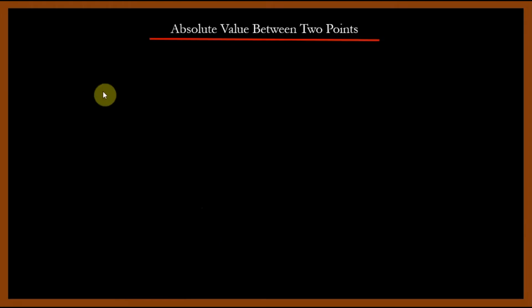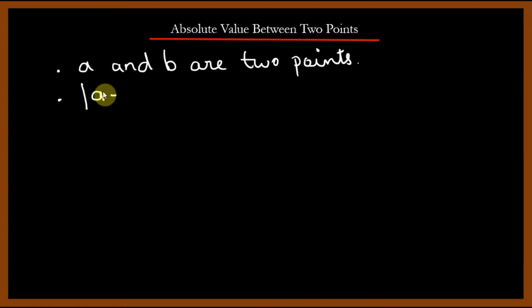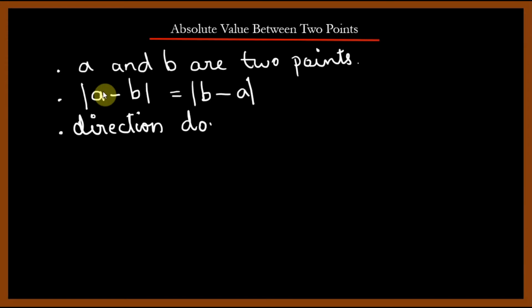Suppose a and b are two real numbers and we want to find the absolute value between these 2 points. It means we want the distance between these 2 points. The absolute value between 2 points A and B is the absolute value of A minus B or B minus A. Direction of subtraction does not matter.